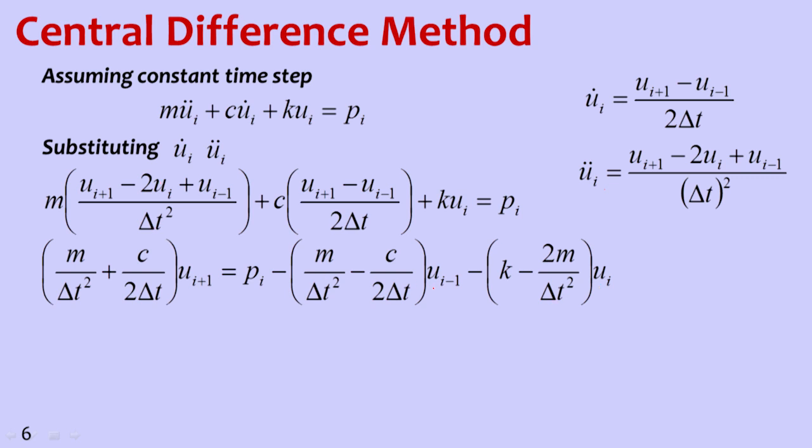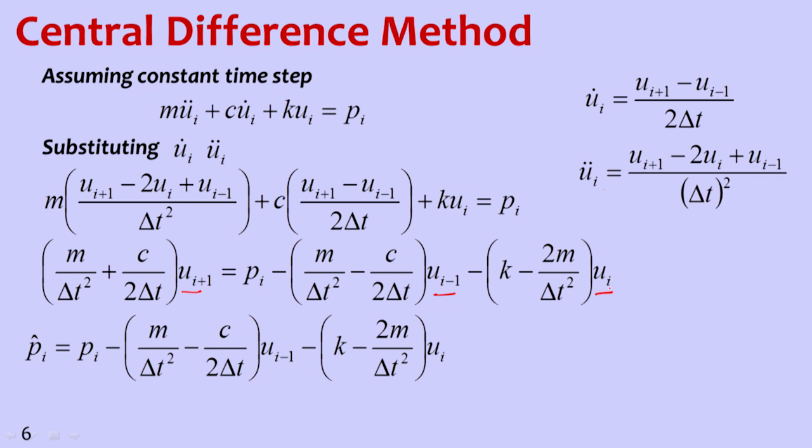And then similarly the u(i-1) term will come from this one, one term from this one, another term from this one. So in this one the m by delta t square term is here, and here the c by 2 delta t term is here. So now we have the expression rearranged in the form of u(i+1), u(i-1), u_i. Again this expression can be simplified, and if we rewrite it, all this is a force term. You can see this one.